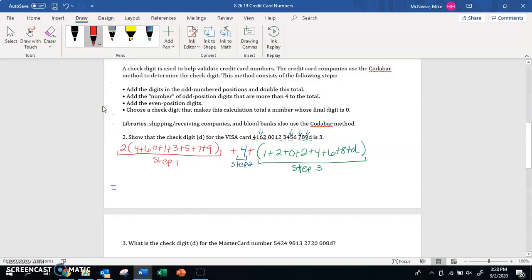Okay, now if I simplify, I got 2 times 35 plus 4 plus everything that's in there is 23. And then I'm just going to pull the D on the outside. And if I simplify more, add all this up, I've got 97 plus D. And D has to be a number such that the entire thing equals a number that ends with 0. So the next highest number that ends with 0 after 97 is 100. So D has to equal 3.